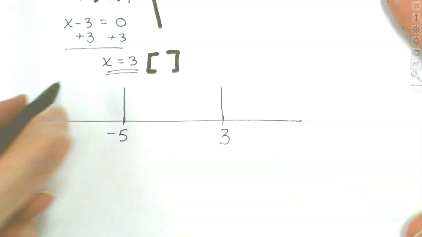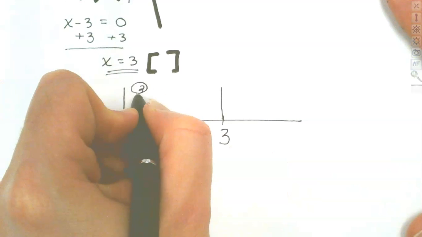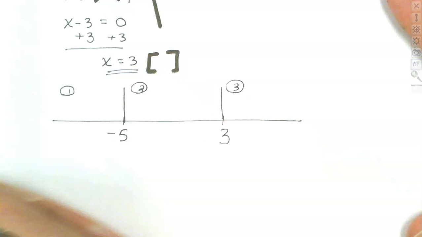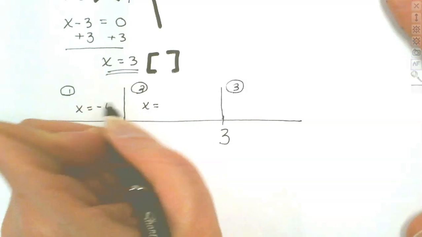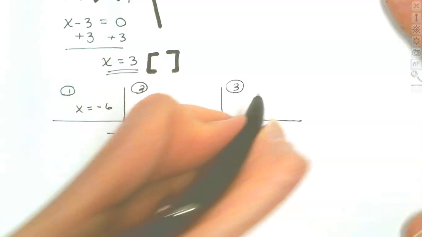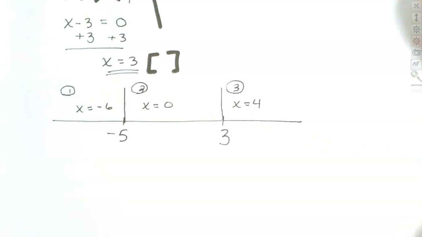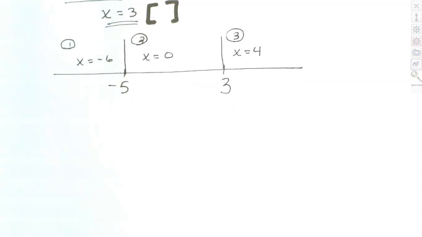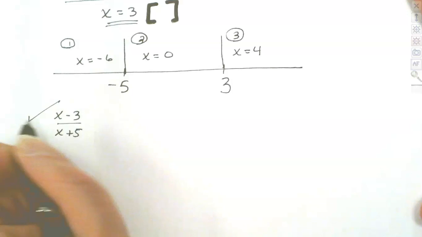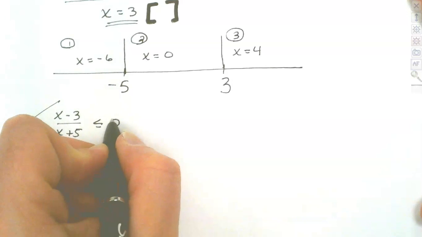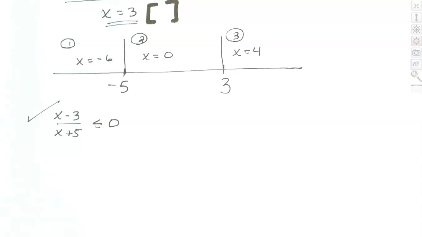Let's break them out. Region 1, region 2, region 3. And we're going to use negative 6. We're going to use 0 because it's in there. And we're going to use a 4. We check it back in our original. So we check these in. x minus 3 over x plus 5 is less than or equal to 0. That's what we're going to check them in.